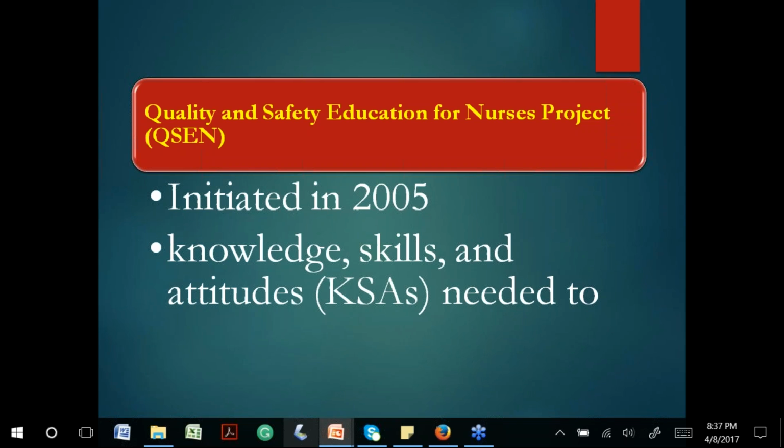Quality and Safety Education for Nurses. This project has already been around for quite a while, and there are three things that this project focuses on. Number one is knowledge, skills, and attitudes. Those are the three things that you need to keep in mind all the time, at any time during your practice as a nurse. It's what we call the KSA.